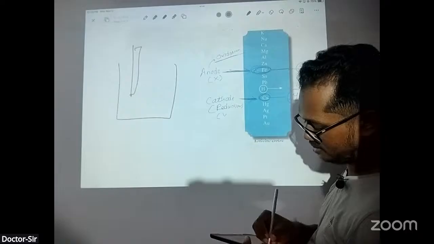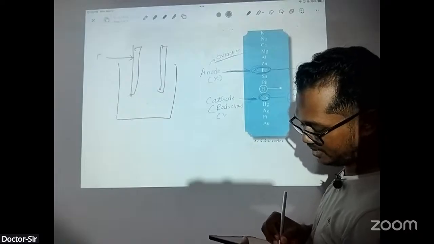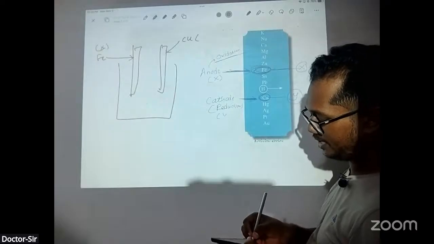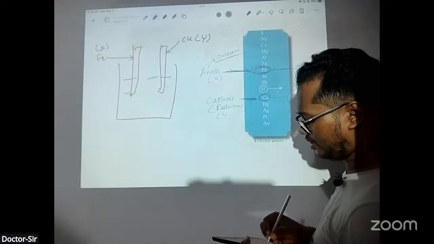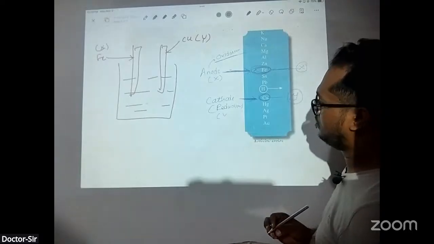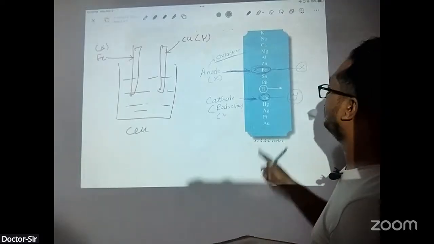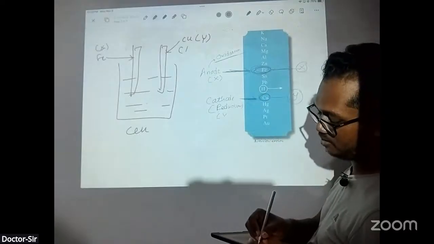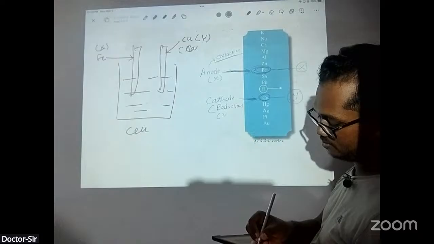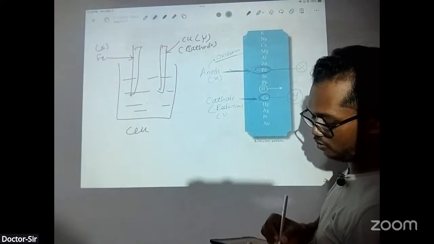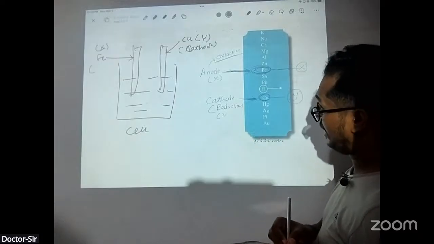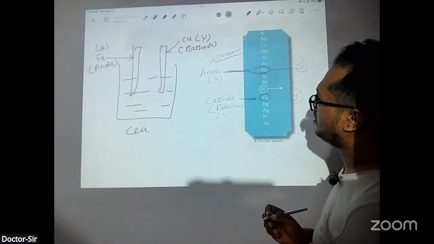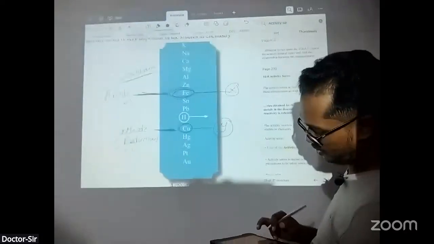This is ferrous, or we can tell this is the X, and this is copper, or we can tell this is the Y. Then this is the formed cell. Okay, this is the cell. Now you can identify copper is the cathode, and ferrous, or X, is the anode. I think you got this idea. Now we move on to the question.